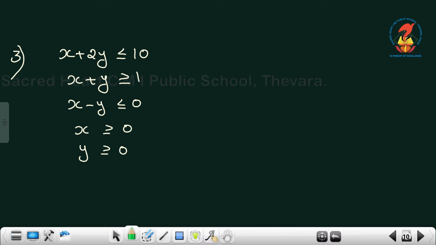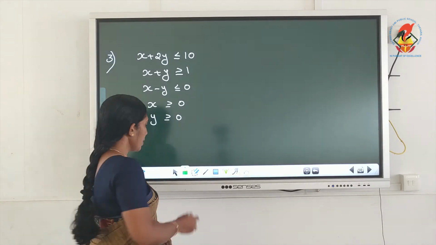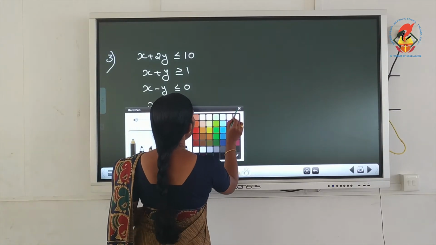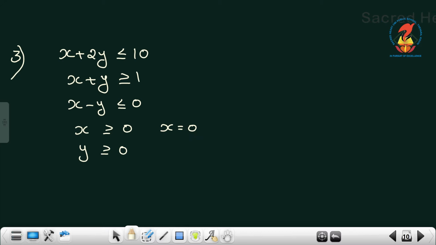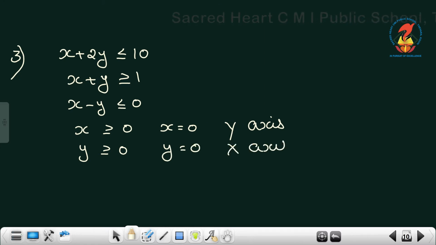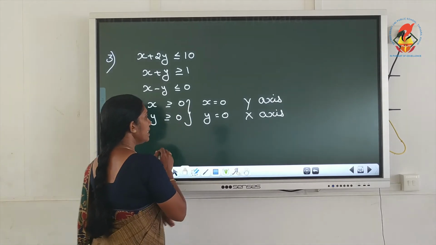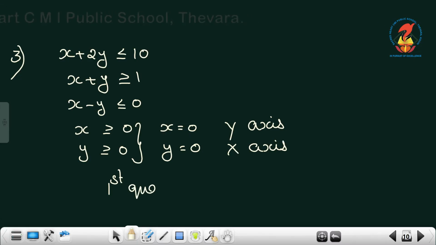Third question. X plus 2y less than or equal to 10, x plus y greater than or equal to 1, x minus y less than or equal to 0, x greater than or equal to 0, y greater than or equal to 0. So there are 5 inequalities. In these 5 inequalities, x equal to 0 means which axis? Y axis. Y equal to 0 means x axis. And x and y greater than or equal to 0 means the first quadrant. So these two conditions indicate the solutions are in the first quadrant.